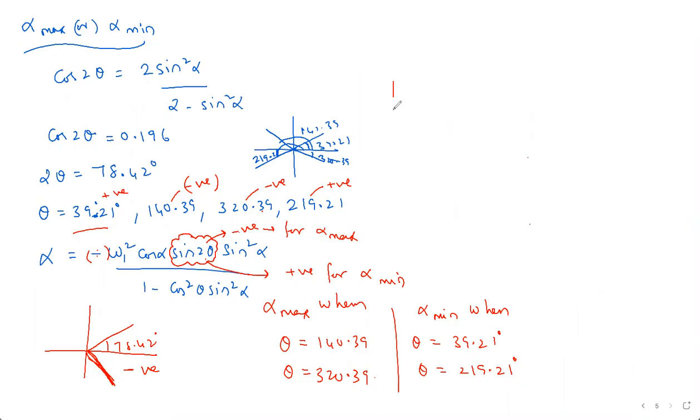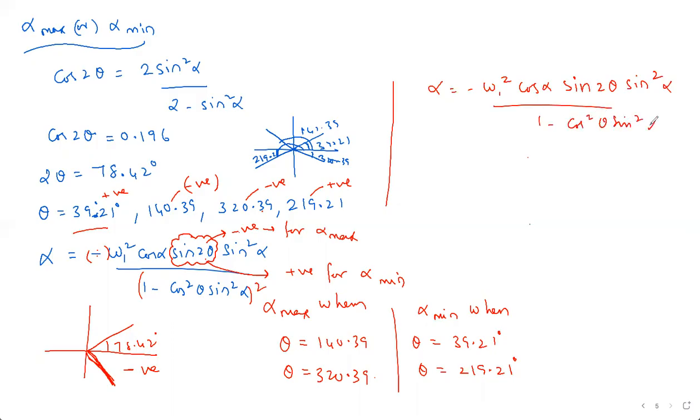You can see the equation. Alpha is equal to, I'll rewrite it, minus omega 1 square. Sorry, I forgot to write this square over here in the denominator. So cos alpha sine 2 theta sine square alpha divided by 1 minus cos square theta sine square alpha whole square. Okay, this is the equation.